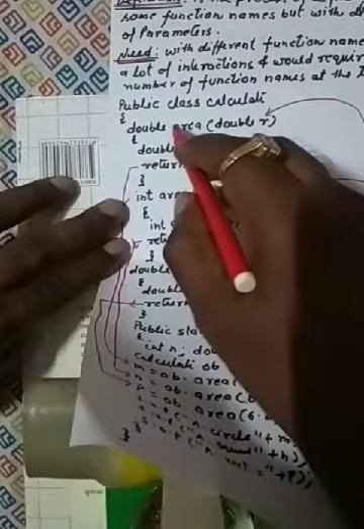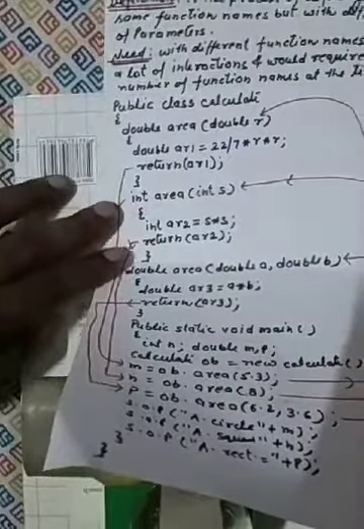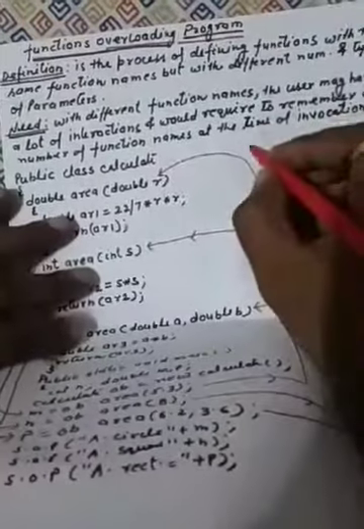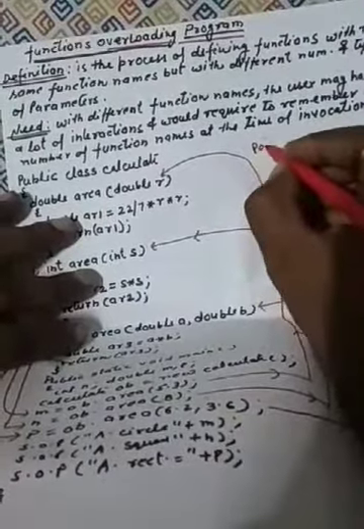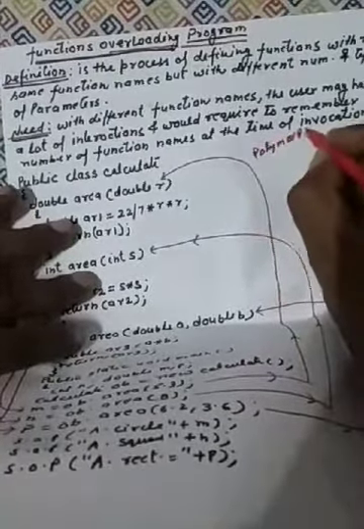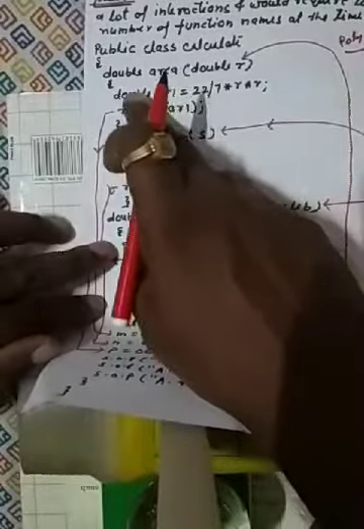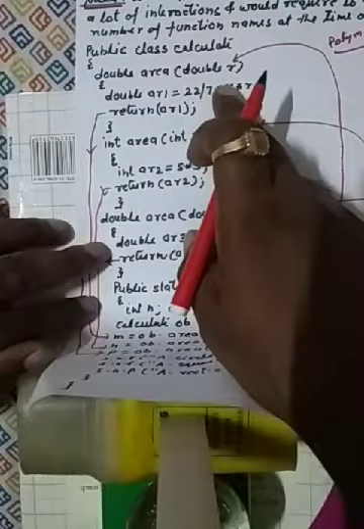As I told you, function overloading is also known as polymorphism. What is it called? It is also known as polymorphism. P-O-L-Y-M-O-R-P-H-I-S-M, polymorphism. So this is an important feature of OOPS. Okay. So what we are doing here, we are writing a program.